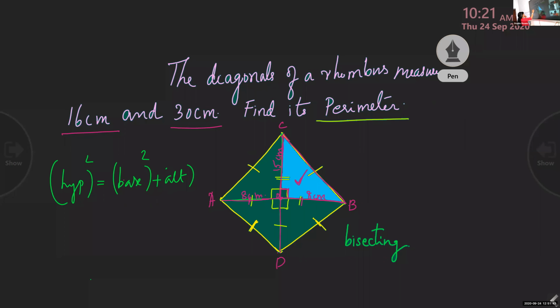Okay. So what is base? Base is 8 square plus what is altitude? 15 square. Isn't it? Ma'am, altitude square is 225 centimeter square. Okay, very good. Then you told me 8 square is 64. Now add it and tell me what is the answer?